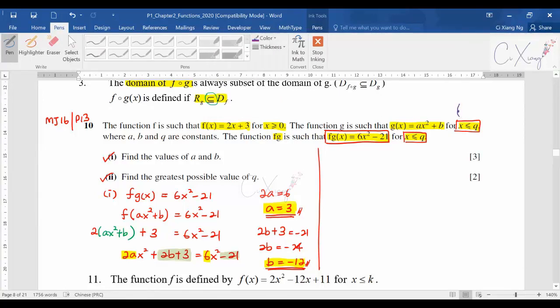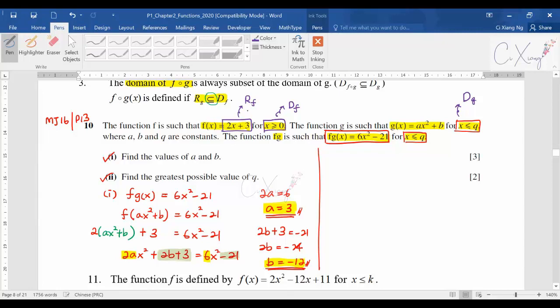You should know that this is the domain of G. What is this? This is the domain of F. And then what is this one? 2x plus 3. Fx is y, right? So y equals 2x plus 3. So actually, in short, you should know that this is part of the range of F.